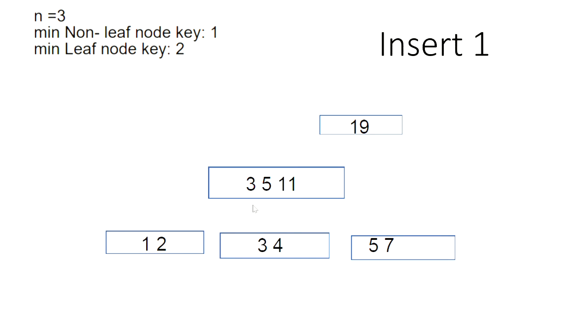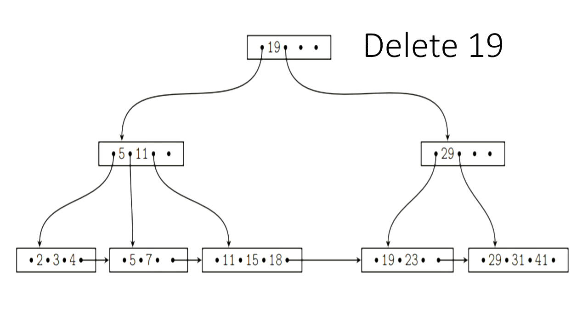I'm just going to do part of the tree because sometimes looking at the tree as a whole can be a bit overwhelming, and this is a much better way to understand. Next is to delete 19.